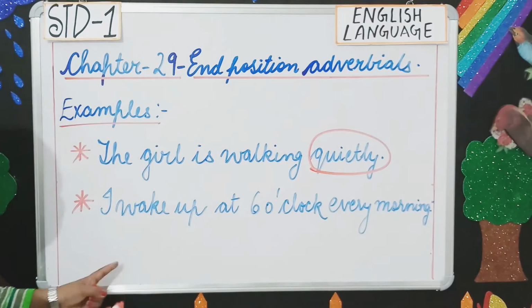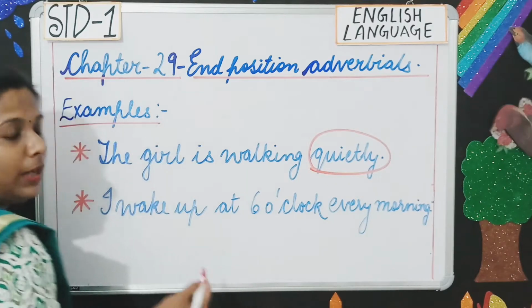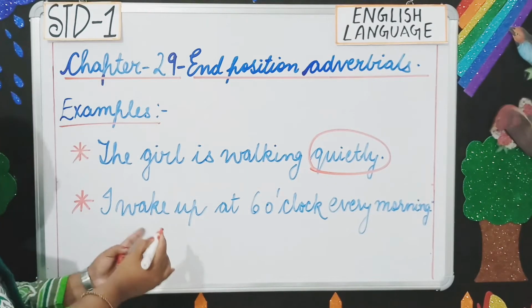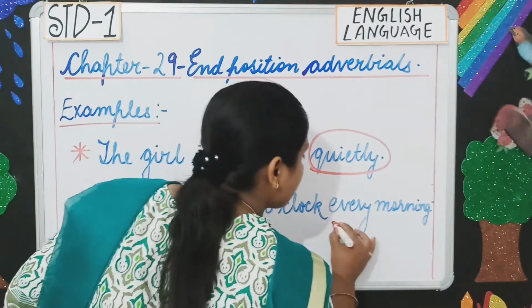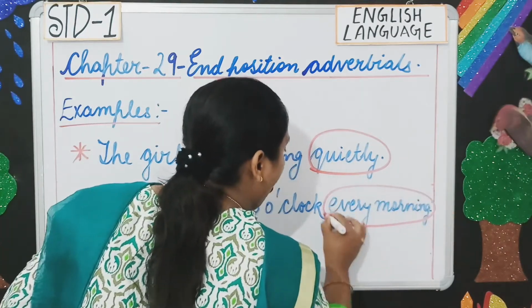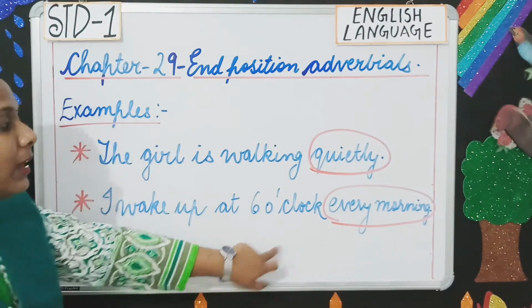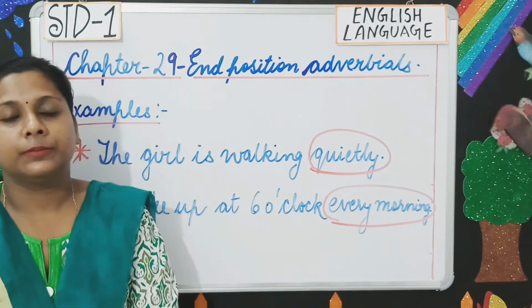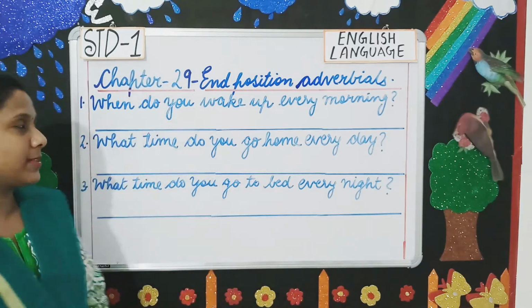Clear? Next, I wake up at 6 o'clock every morning. Here, waking up is the verb. Waking up when? Every morning. So, this is the adverbial of time. Clear, students? You have to study the adverbial of time in this chapter. Now let us answer some of the questions.